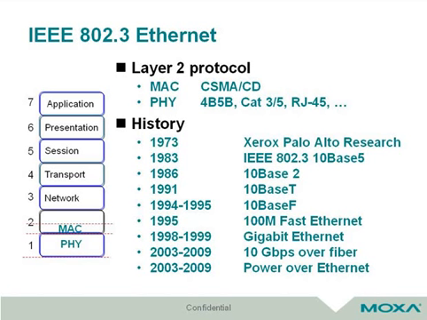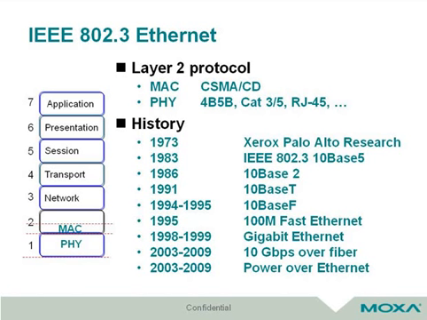The Ethernet is a Layer 2 protocol. The physical layer defines the interfaces it supports, and the MAC sublayer defines how to transfer the data and what to do when collision happens, which is called CSMA/CD. The history is as the slide shows.